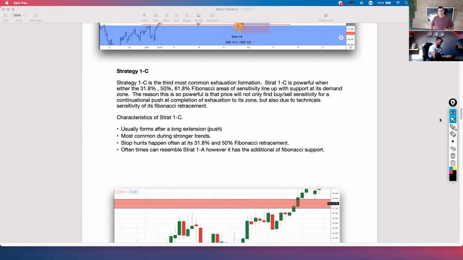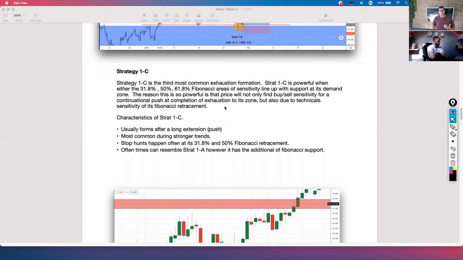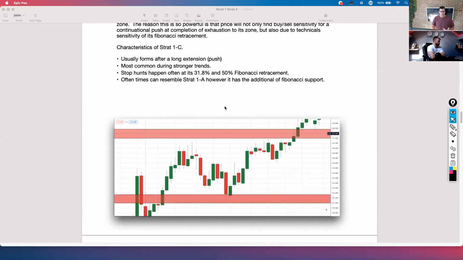And we do that by using Fibonacci extension. So the reason this is so powerful is because price will not only find buy-sell sensitivity for continuational push at completion of exhaustion to its zone, but also due to technical sensitivity of its Fibonacci retracement. So let's go to the characteristics of Strat 1C.